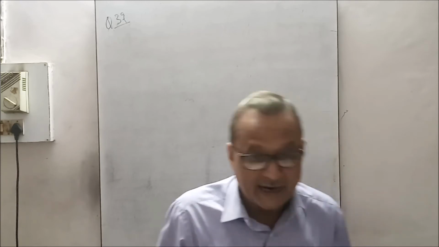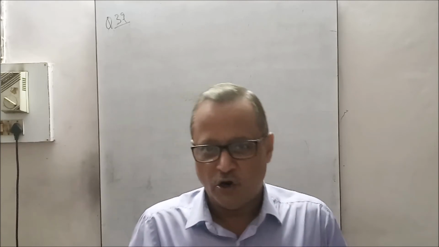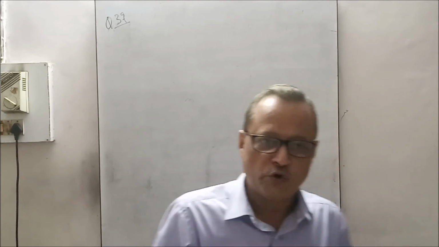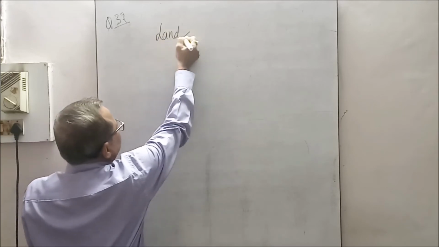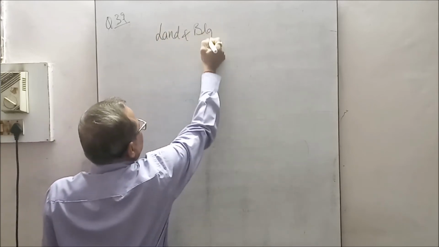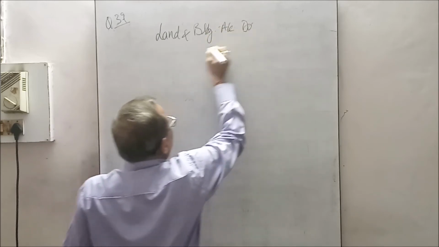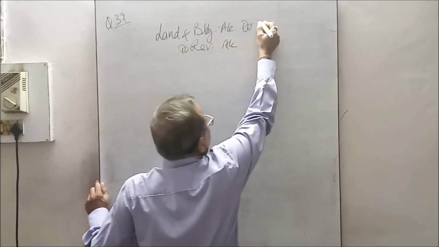Land and building is undervalued by 2 lakhs. It means earlier in the balance sheet, land and building was appearing less by 2 lakhs. That was undervalued. Now it should be increased. This is the meaning of it. It has to be increased. Then we will write land and building account debit to revaluation account, 2 lakhs.